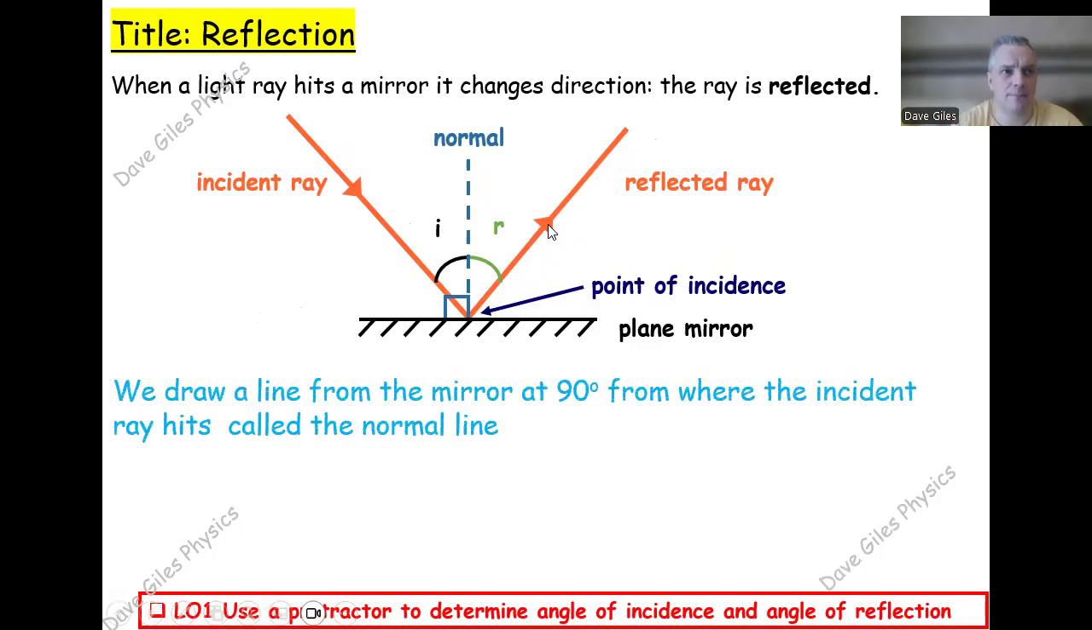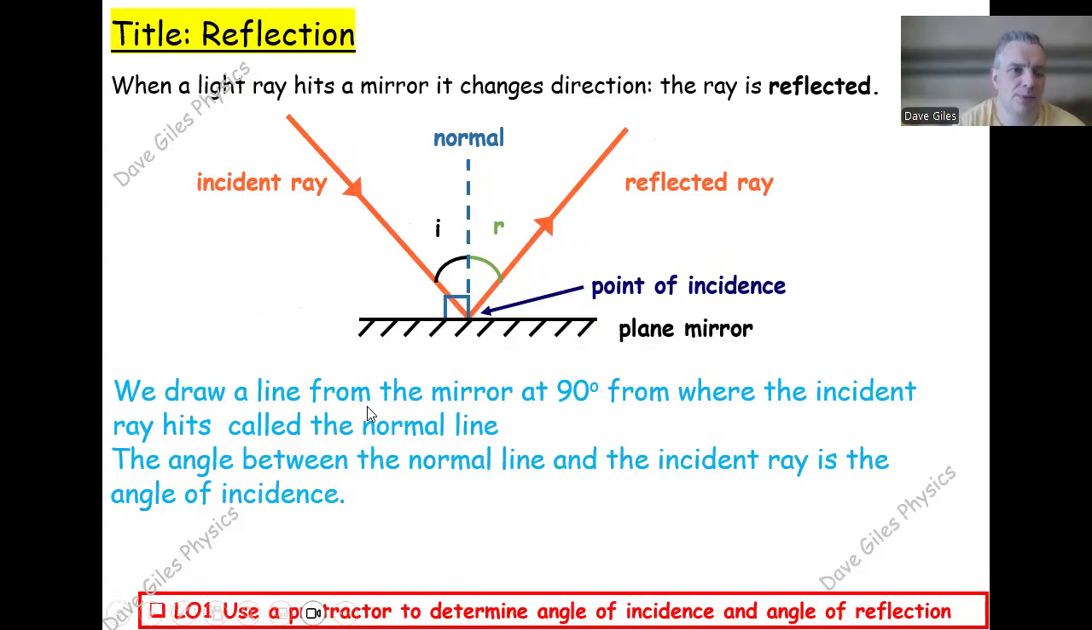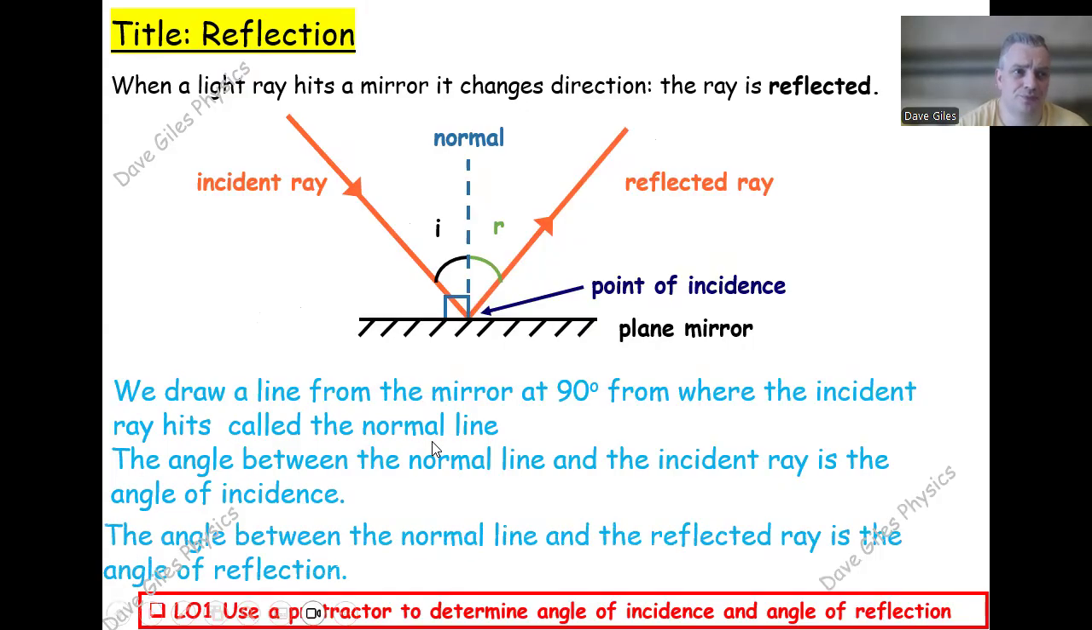So we draw a line from the mirror at 90 degrees from where the incident ray hits, called the normal line. The angle between the normal line and the incident ray is called the angle of incidence. The angle between the normal line and the reflected ray is the angle of reflection.